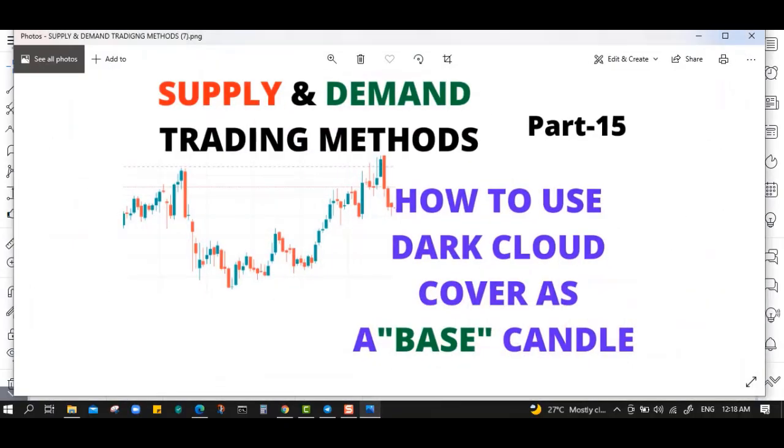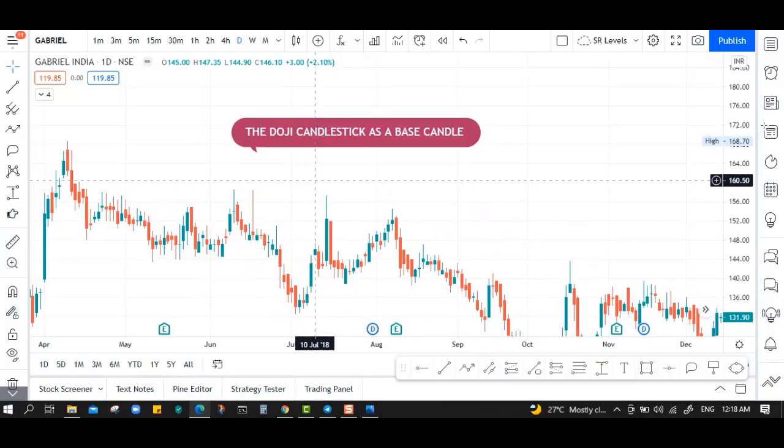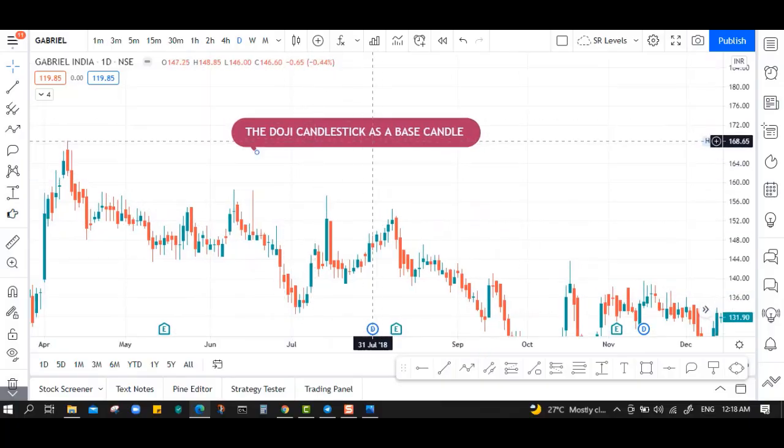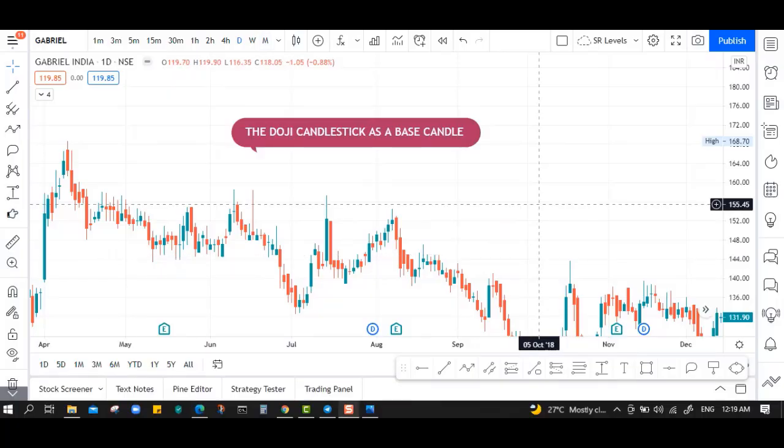In our last video, we discussed how to use the dark cloud cover as a base candle. So in this video, we are going to discuss how to use the doji candlestick as a base candle. We all know that the doji candlestick pattern has a single candle, so the closing and opening price of these candles are equal. The pattern forms due to the indecision between the buyers and sellers in the market. In fact, there are 4 types of doji candlestick patterns. We already discussed that in our part 2 video. I strongly recommend you to have a look at that video.